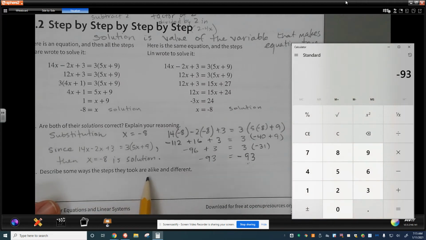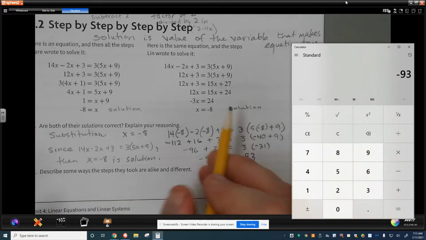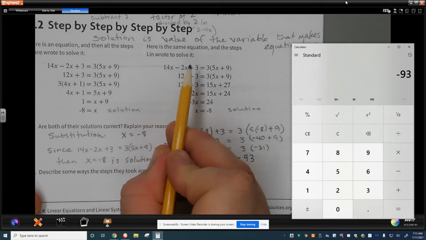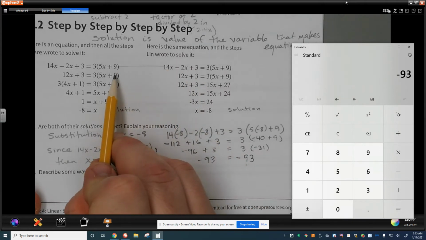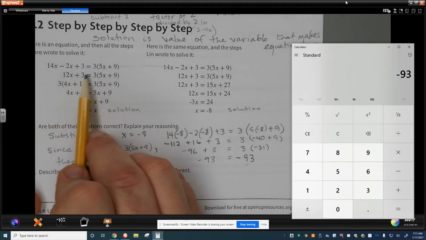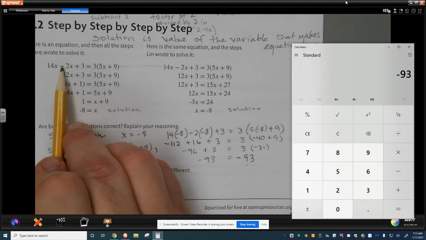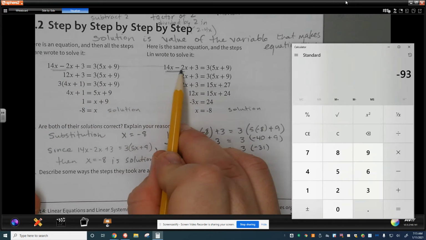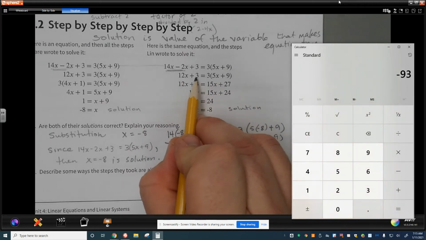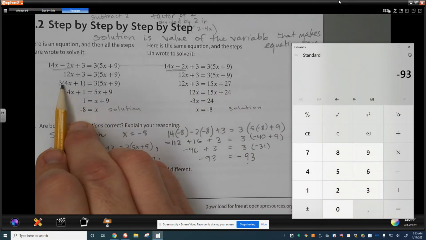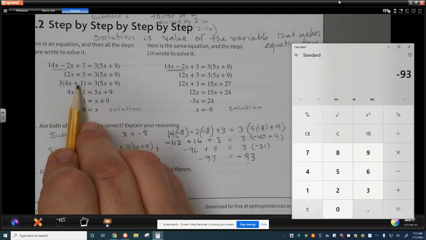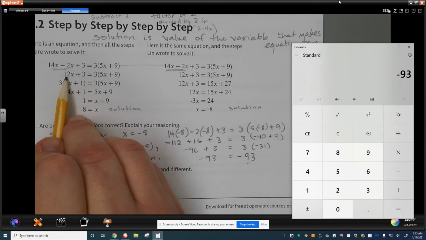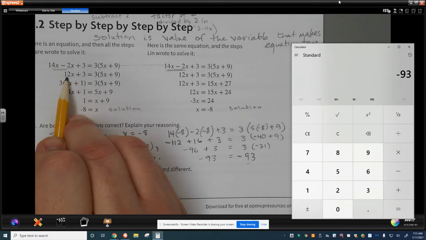Couple different steps that we see that look a little different, a little alike. I see right here in step 1, they start out with the same original equation. It looks like they use the exact same step in the first equation where they just simplified the 14x minus 2x to get to here. The third step, we see 3 times 4, the sum of 4x and 1, which means that they factored out a 3 from the 12 and the 3.